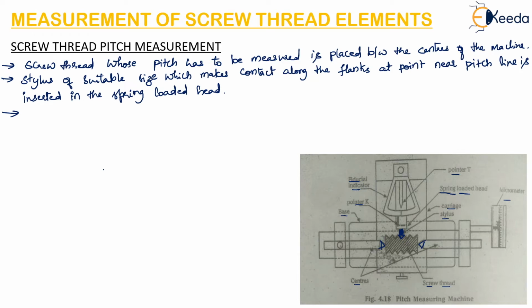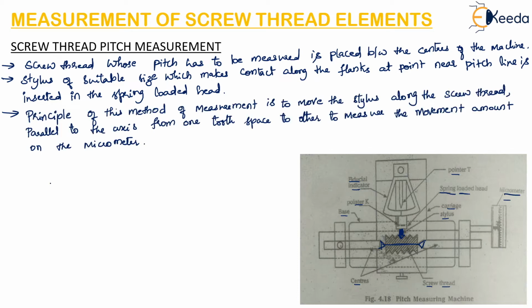The main principle of this method of measurement is to move this stylus along the screw thread, parallel to the axis, from one tooth space to the next, and to measure the amount of movement on the micrometer. So this stylus has to be moved in the axial direction, from this tooth space to the next tooth space, and this movement is measured in the micrometer.